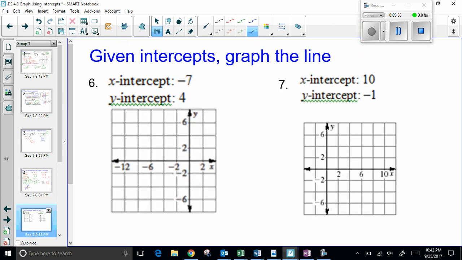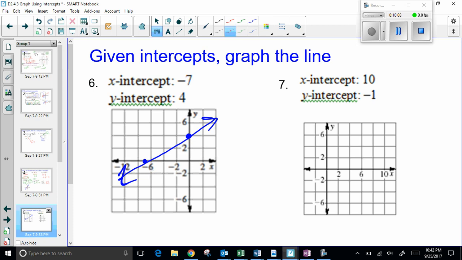Let's move on to the next one. Given the intercepts, graph the line. Well, hey, this is easier than ever. If my x-intercept is negative 7, I go to the x-axis and I go to negative 7. It should be right here. My y-intercept is 4. It's right here. And now, boom, I've graphed the line. You think there's something more to it, but there's not. This is it.